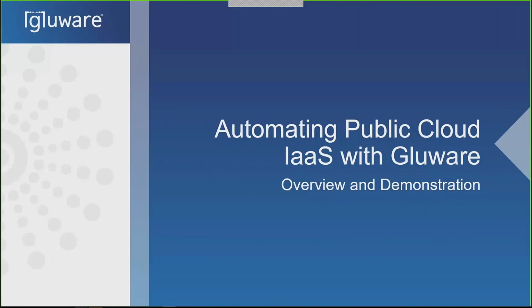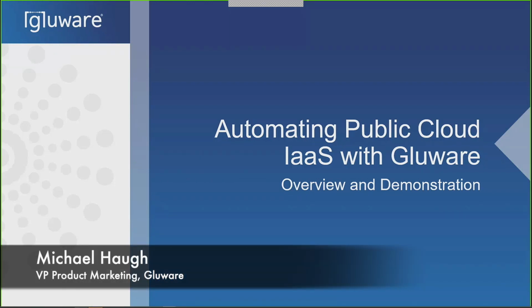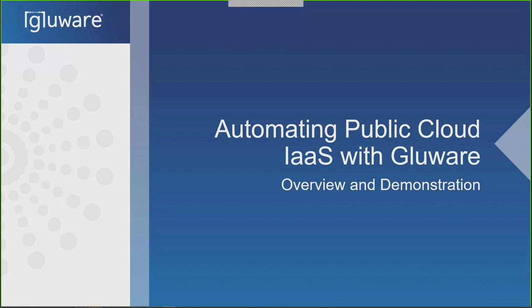The first use case I'm excited to talk about is automating public cloud, or really infrastructure as a service, with Gluware. We've shown other demos in the past of automating the network as we're enabling the network and traffic to move to the cloud or in and out of the cloud. Now we're actually talking about automating the network that exists in the cloud.